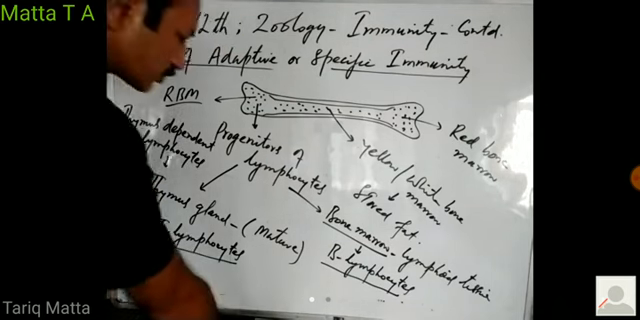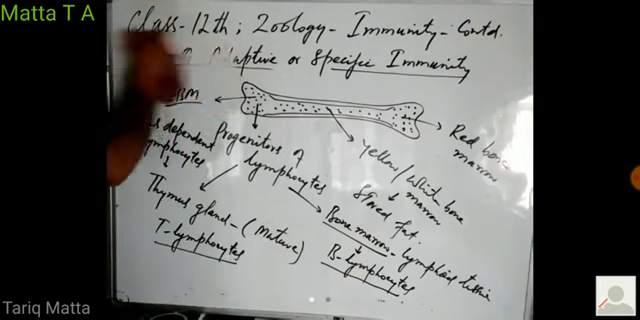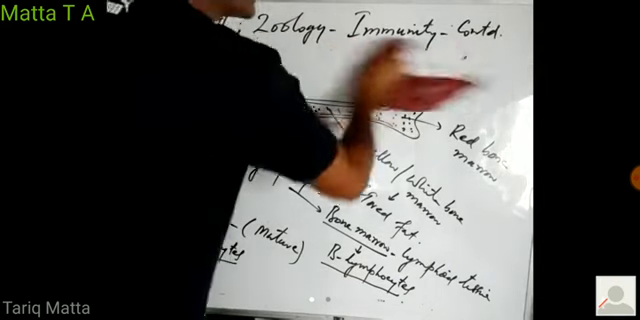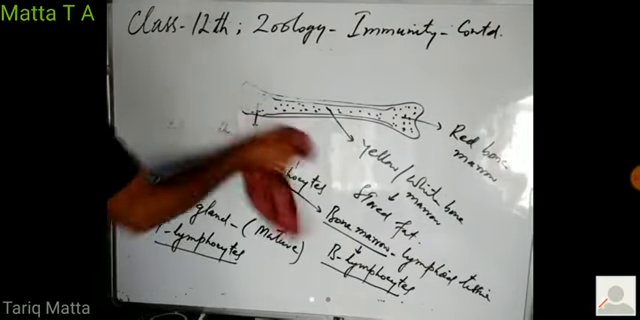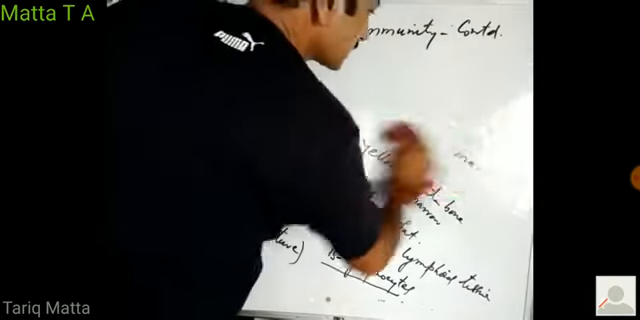Now, these T lymphocytes and B lymphocytes, on stimulation by antigen presenting cells, I need to rub this diagram.